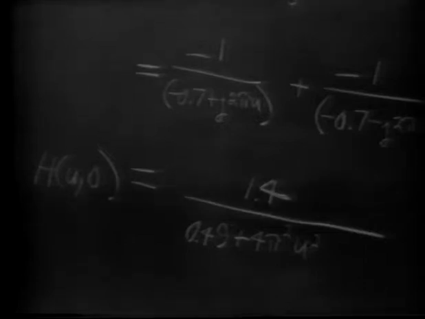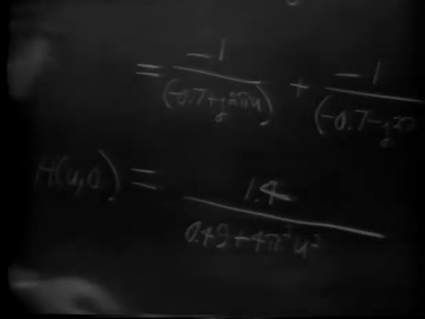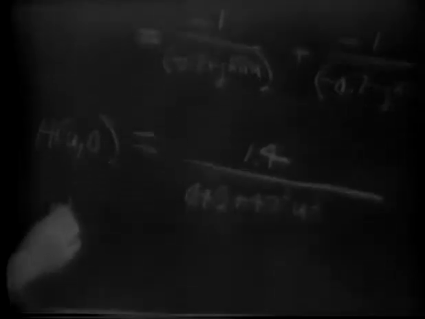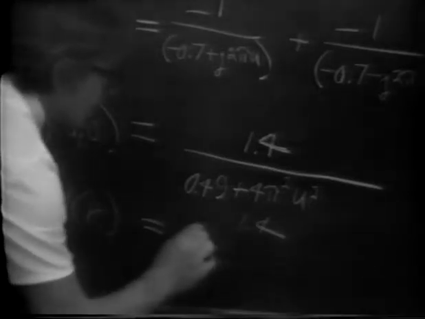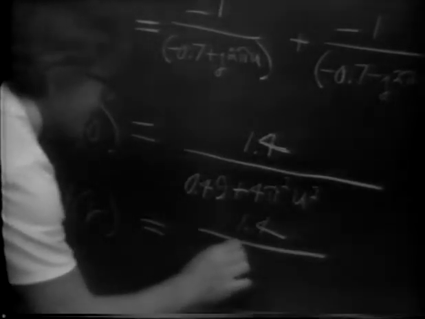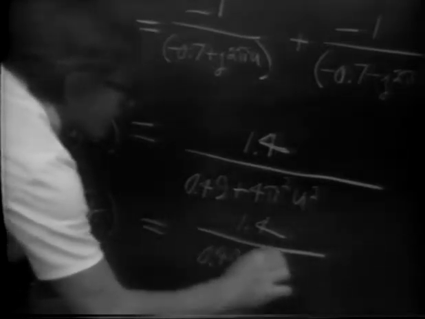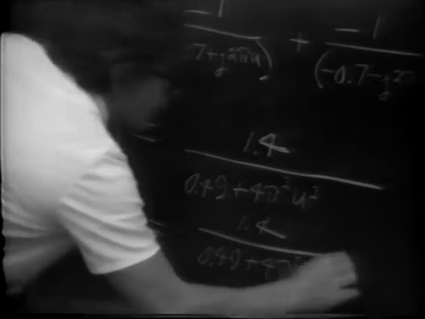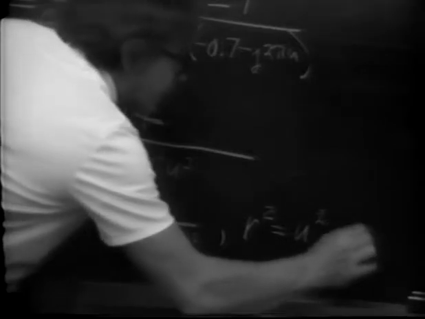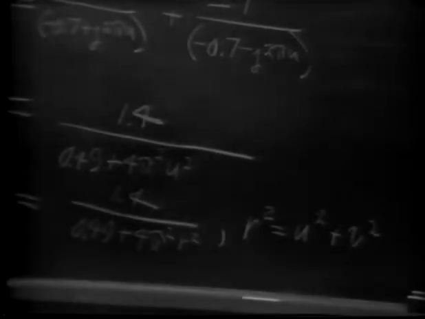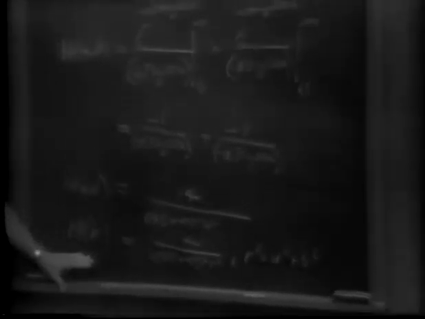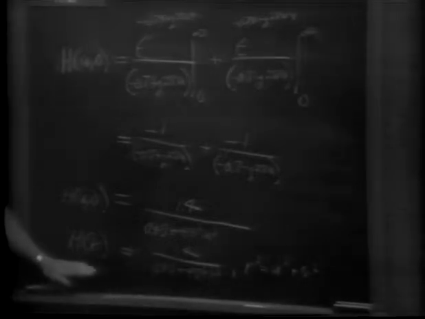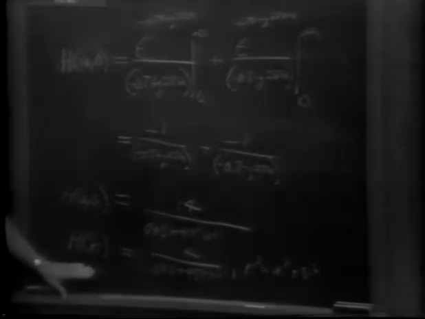Now, since it's a circular symmetric function, this would be only one profile, but I could change this into an h of r that would have to be exactly the same. 1.4 divided by 0.49 plus 4 pi squared r squared, where this is a radial frequency, r squared would equal u squared plus v squared. So this is the two-dimensional Fourier transform corresponding to the line spread function. It was given. To get from here to the point spread function does involve a Hankel transform.